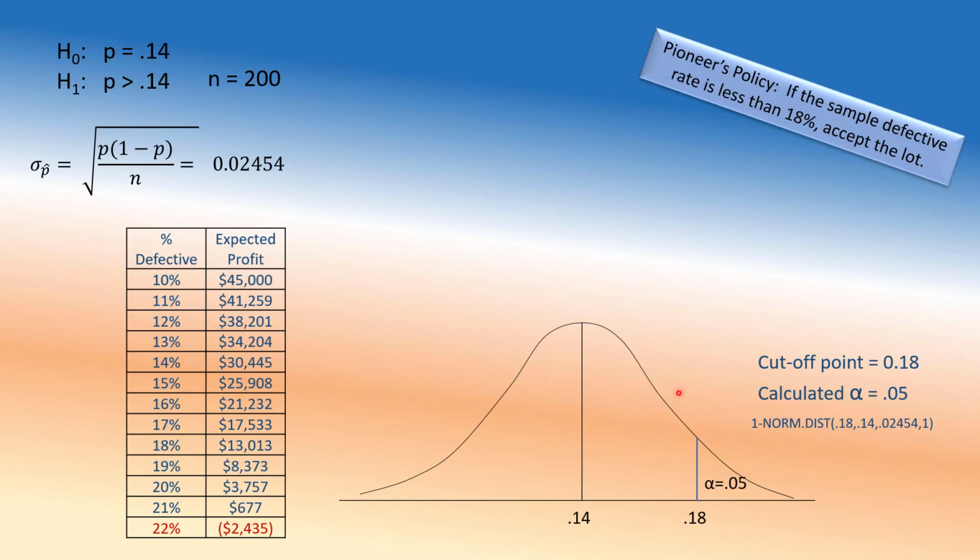So in this picture, this is what it is. If the mean is 0.14, that means the proportion is 0.14.